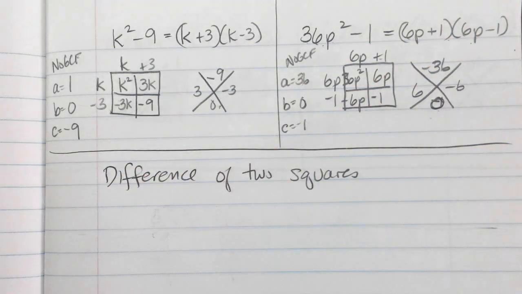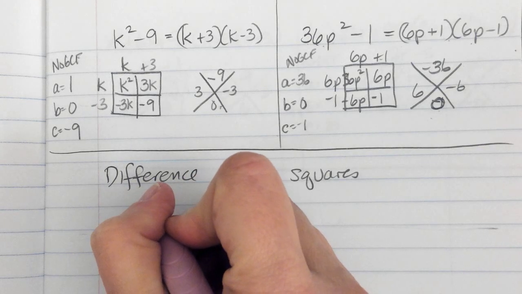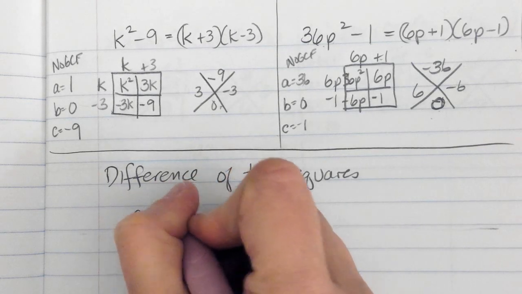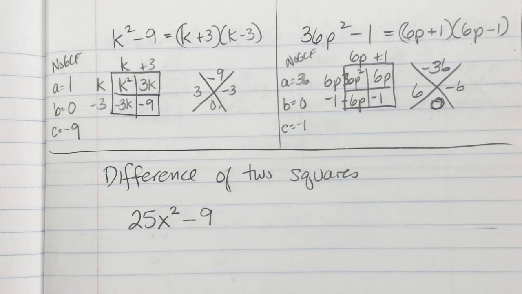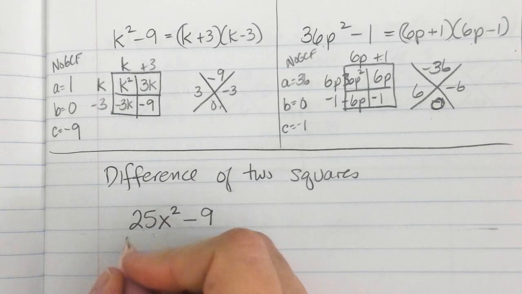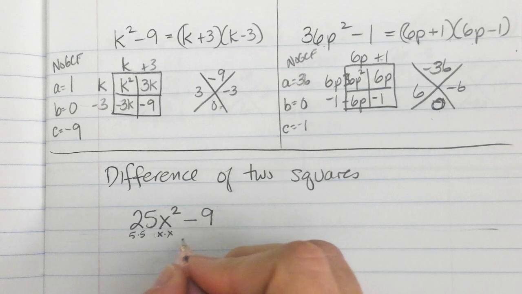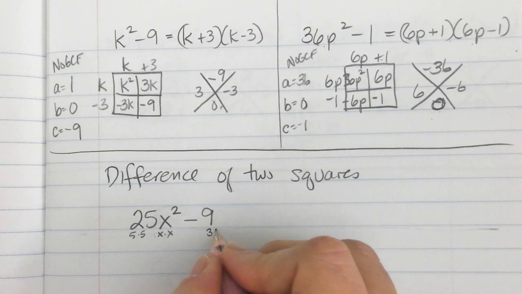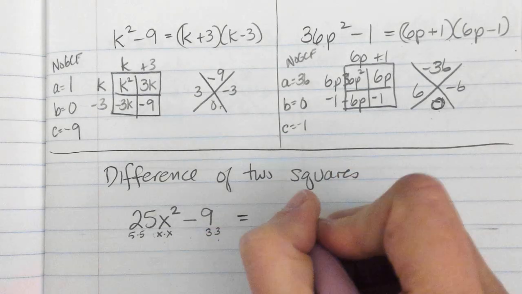So let's pretend I have 25x squared minus 9. Okay? When I look at this, I see I have 25, which is a perfect square. That's 5 times 5. X squared is x times x, minus 9, which is 3 times 3. So I see perfect square minus perfect square.